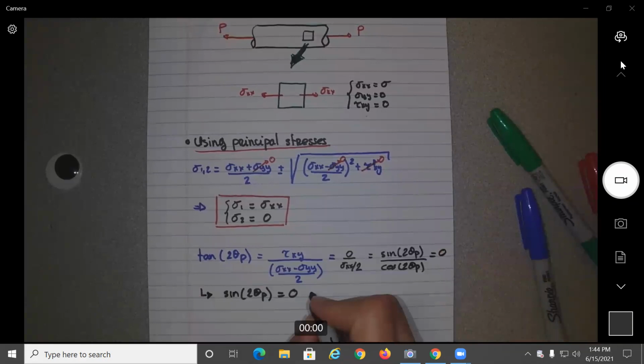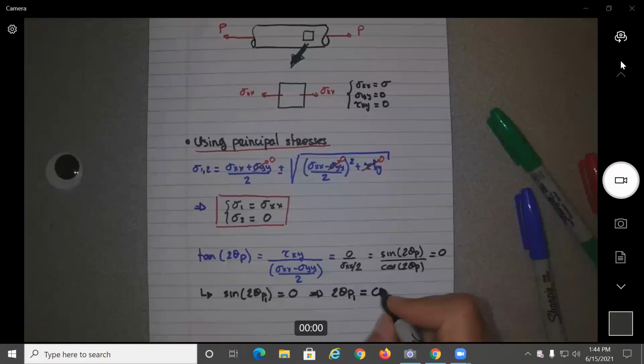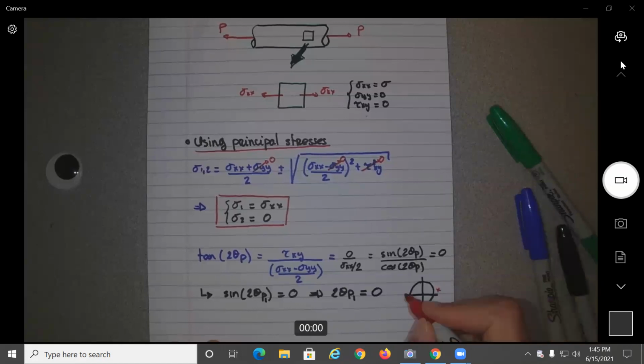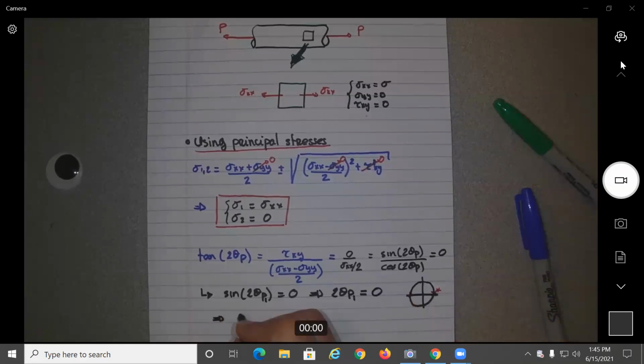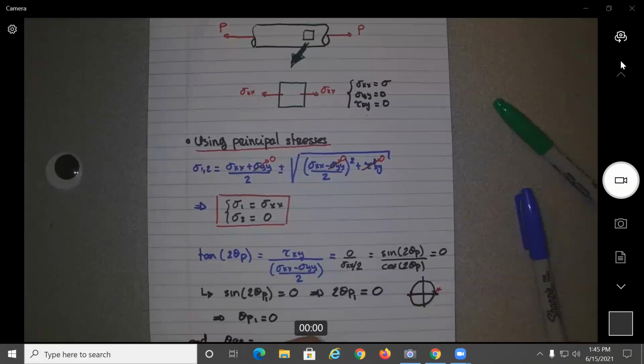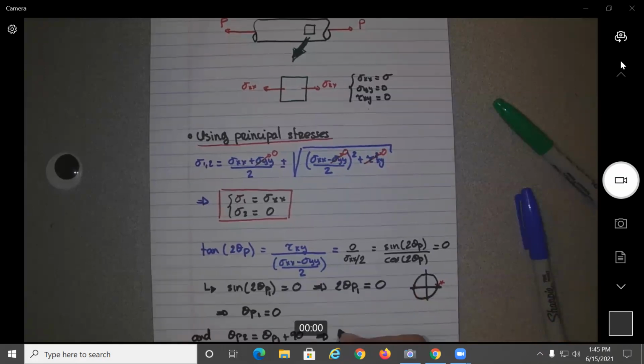So again, this will give us 2 theta p. Let's do theta p1 will be equal to 0. So let me not make the mistake this time. So it's 0 here and here. So this will mean that theta p1 will be equal to 0, and theta p2 will be equal to 0 plus 90. So it's the same as before. As for the shear, it will be 45.